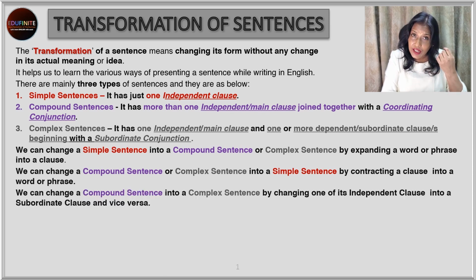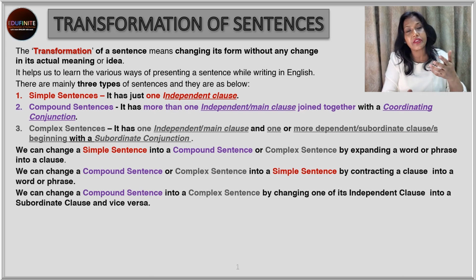We can change a compound sentence into a complex sentence by changing one of the independent clauses into a subordinate clause and vice versa. I have already explained that the compound sentence has minimum two independent clauses. So when we convert the compound sentence into a complex sentence, we'll have to change one of its independent clauses into a subordinate clause.